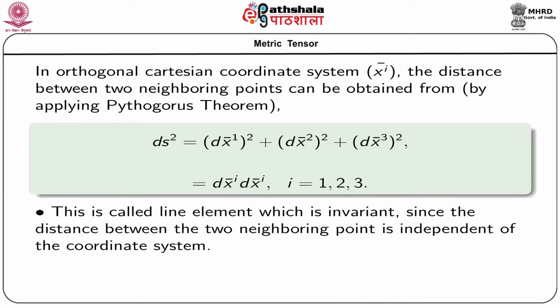Now, this is called a line element, or we can say arc length also, and which is invariant, since the distance between the two neighboring points is independent of the coordinate system. So, if we change the coordinate system, the arc length or the distance will remain invariant.